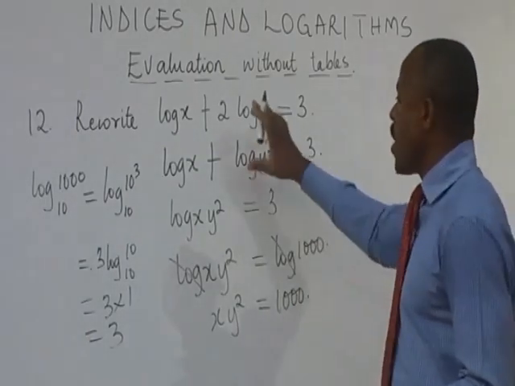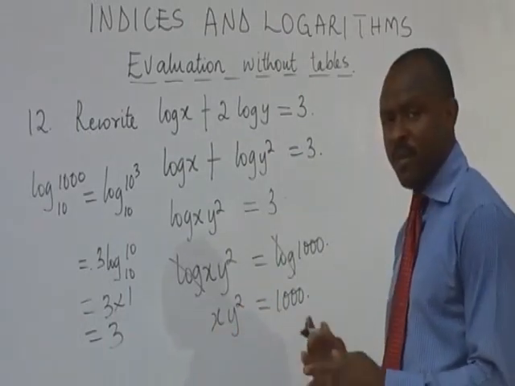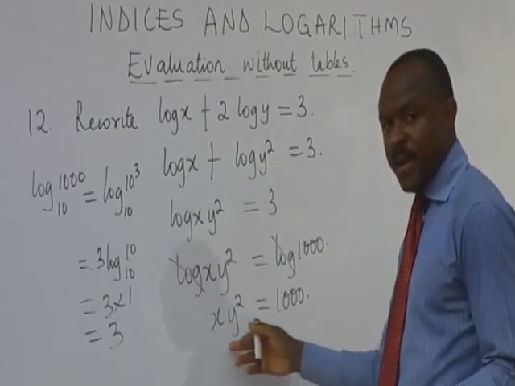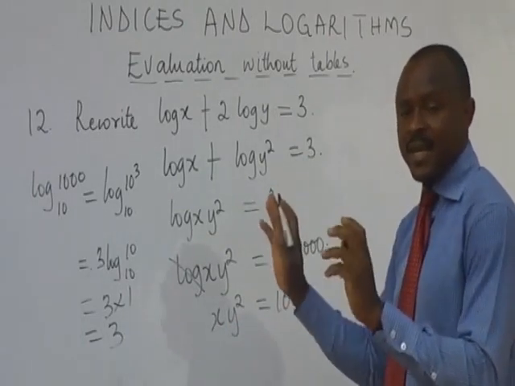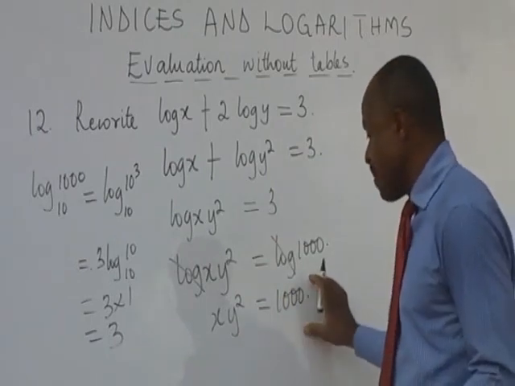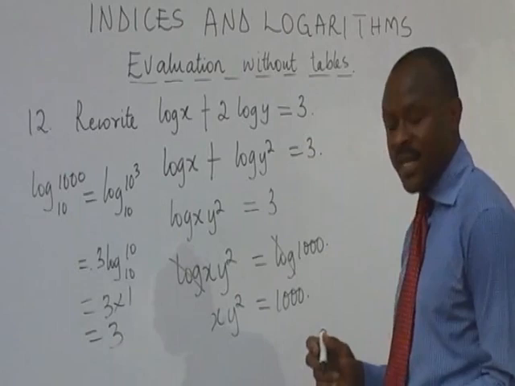Had the question told you to make x or y the subject of the formula, you would continue from here to make either of them the subject. But the question is silent in that area. So the answer remains x y squared is equal to 1000.